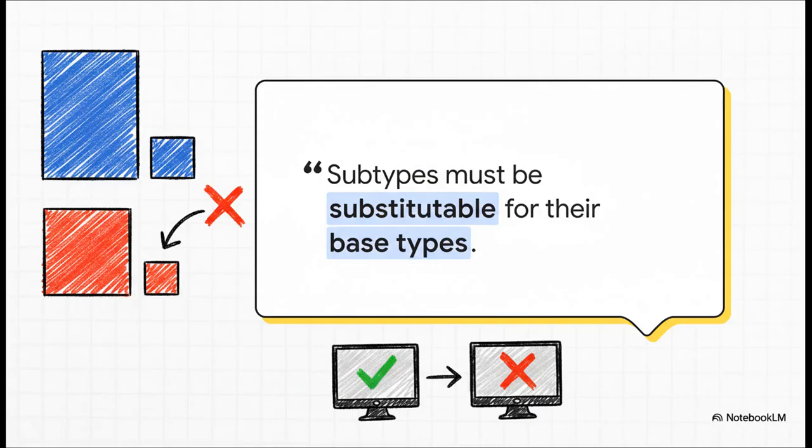And here we go. This is it. This is the golden rule. If you remember only one thing from this whole explainer, make it this. Wherever you're using a parent class, you should be able to just swap in an object of any of its child classes without the program breaking or even noticing the change. The behavior has to stay correct and predictable, period.